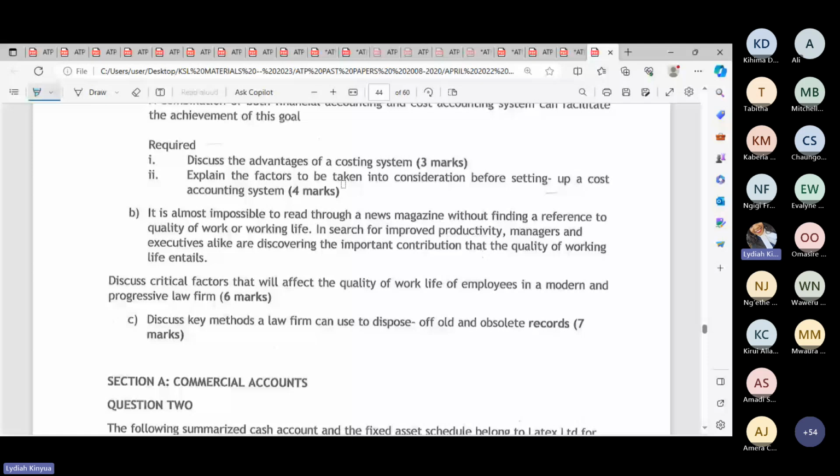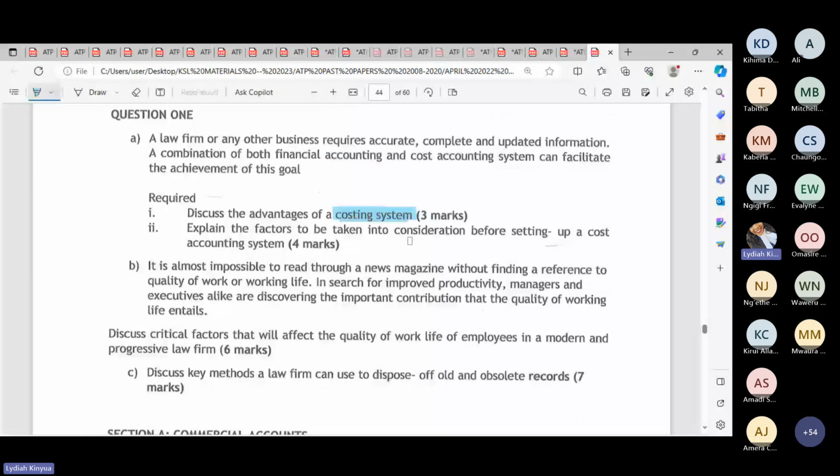But really, let me tell you, even if you've never seen anything like a costing system, you can tell what a costing system is: to determine how much money you'll need. So you can discuss advantages of a costing system. As long as it is theory, you know something.